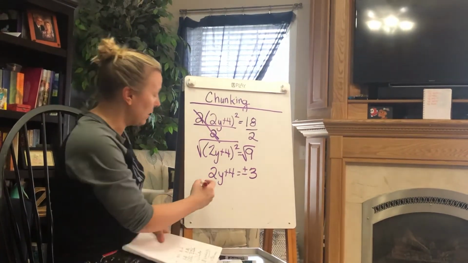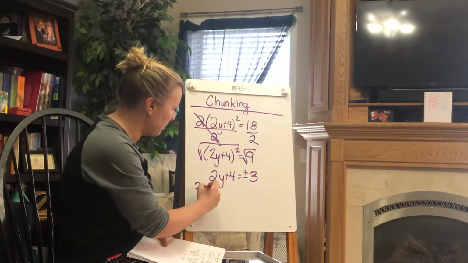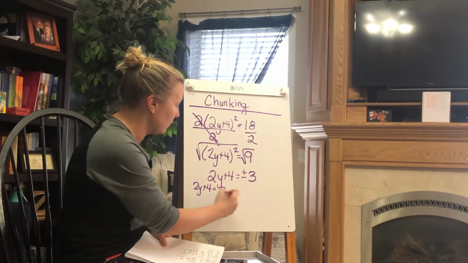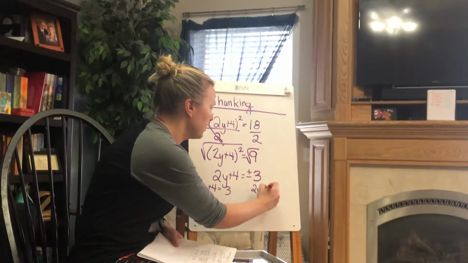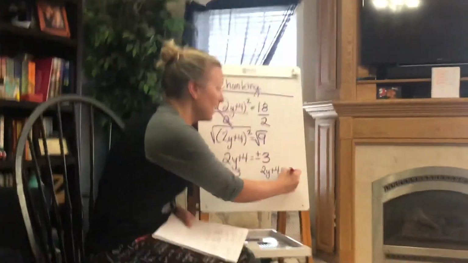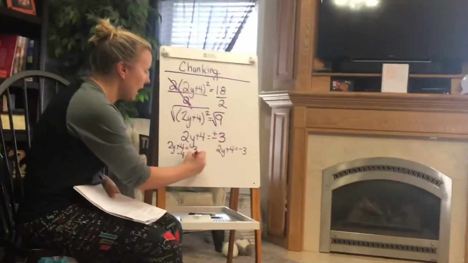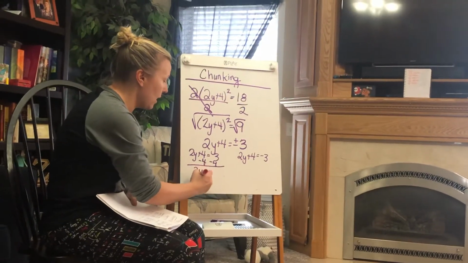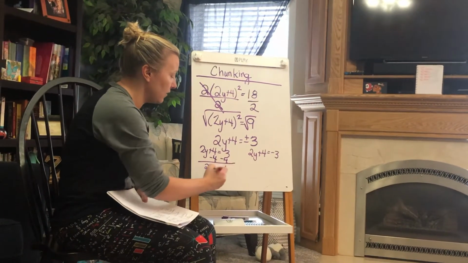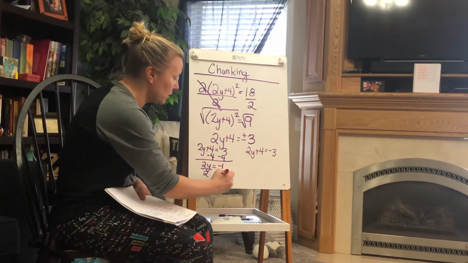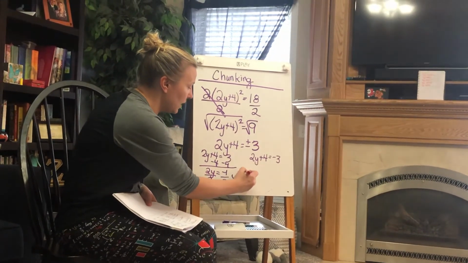Now, I wrote too big. You do 2y plus 4 equals positive 3, and 2y plus 4 equals negative 3, and then solve. And there's a little bit more solving to do here. You subtract 4 from both sides. You get 2y equals 3 minus 4, which is negative 1. Divide both sides by 2. You get y equals negative 1/2.